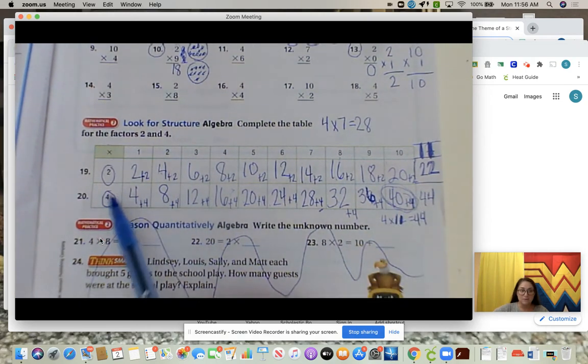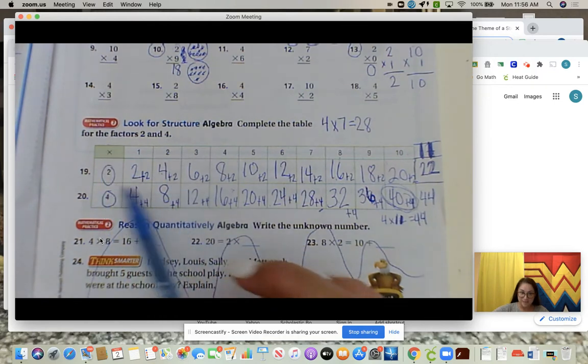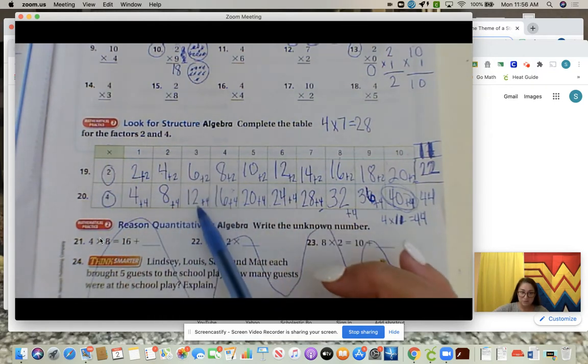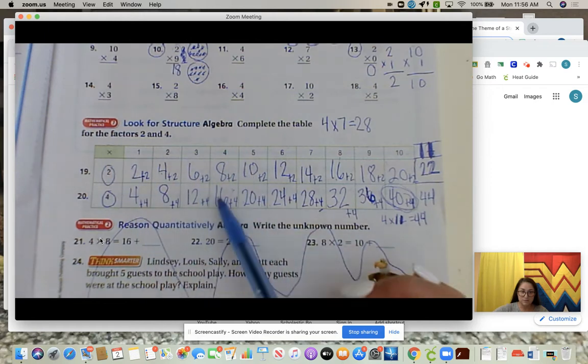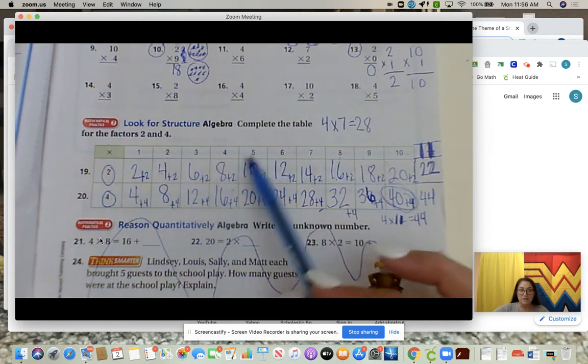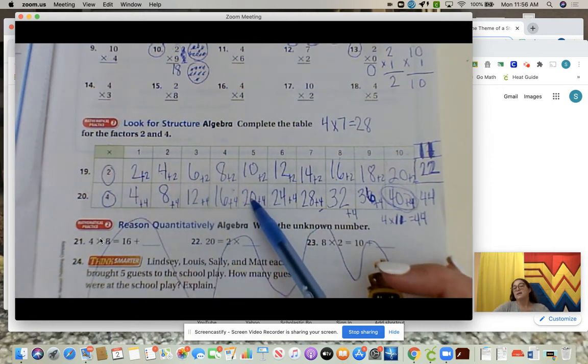right? And 4s. 4 times 1 is 4. 4 times 2 is 8. 4 times 3 is 12. 4 times 4 is 16. 4 times 5 is 20.